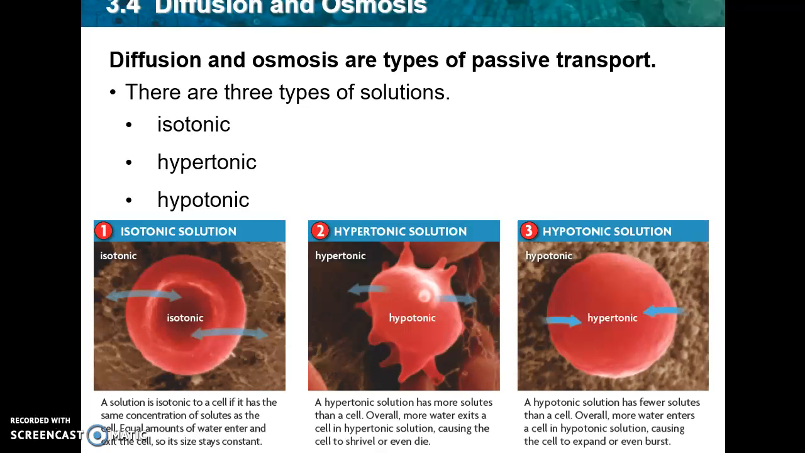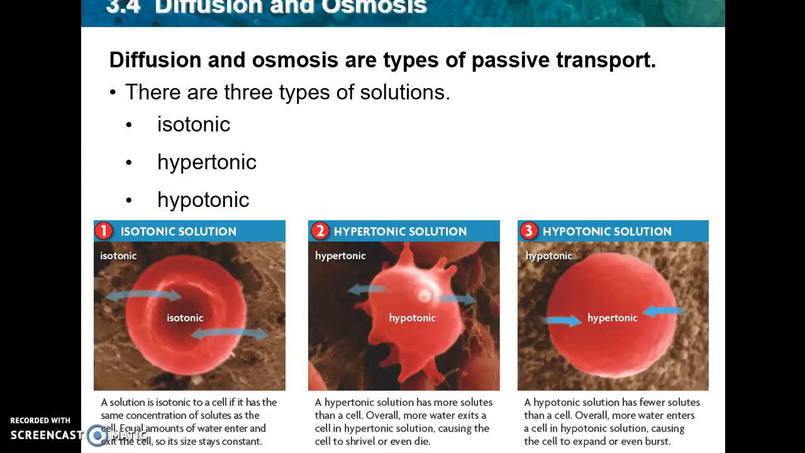And then a hypotonic solution, which is labeled number 3 here, is a solution that has fewer solutes than the cell. Hypo is lower. So a hypotonic solution has fewer solutes than the cell, and in this case, more water is going to enter the cell. The cell is then going to expand, and it could even burst.